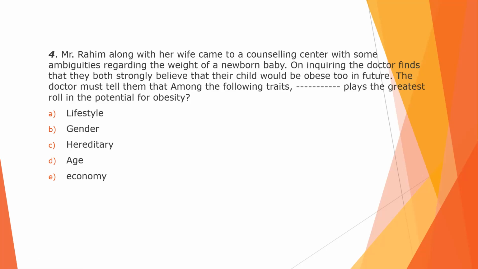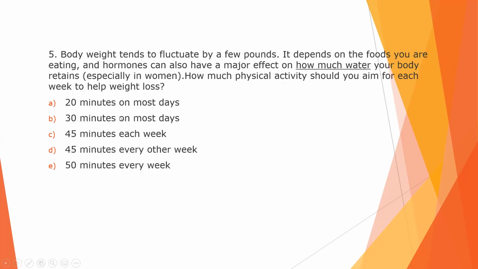Any idea? Alpha. Yes, it is the lifestyle that plays the greatest role in the potential for obesity. It's not heredity or anything else; it's all based on lifestyle. If the parents are obese and they feel that their children will also be obese, it all depends on the lifestyle after they are born.